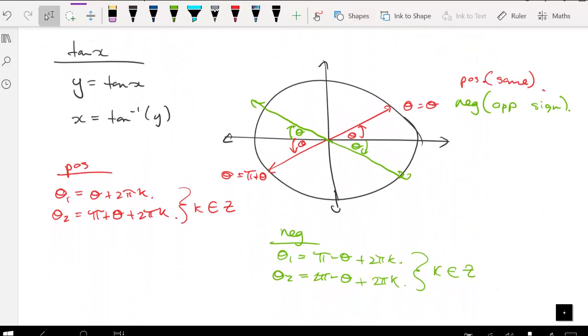Now you should have used a similar process earlier in Methods and in Specialist in Unit 2, where you would have gone through and practiced these techniques. Okay, hopefully that helps clarify. The next lesson will be on the derivatives of inverse trig functions.